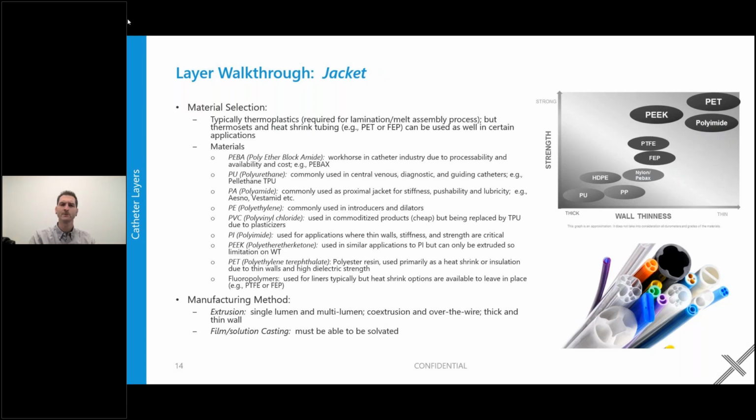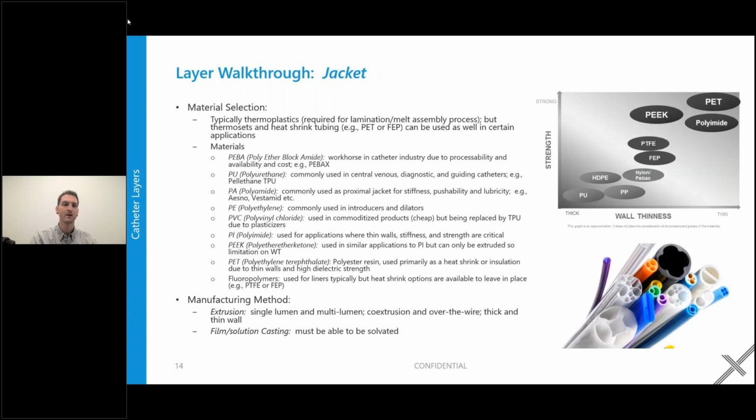Polyethylenes, again, like we talked about earlier, high density polyethylene, low density polyethylene, polypropylene, are not typically used for an outer jacket because they don't play nice with other materials. You usually have to use a binding agent, use a co-extrusion. So usually they're going to be used for an introducer or dilator where you're just using that material and that's it. PVC, not commonly used in catheters, but it does get used periodically.